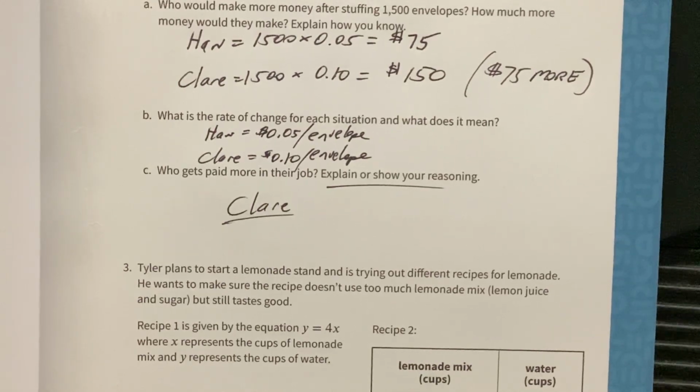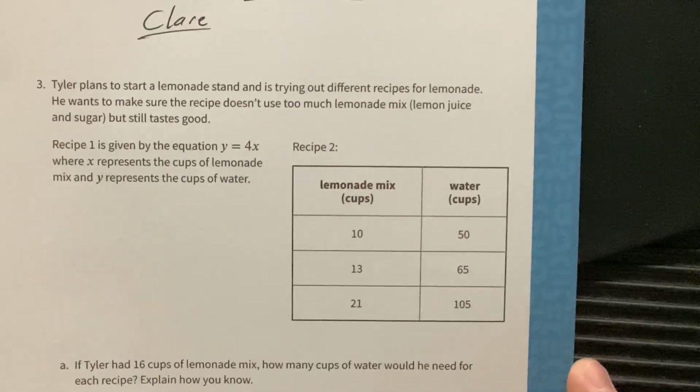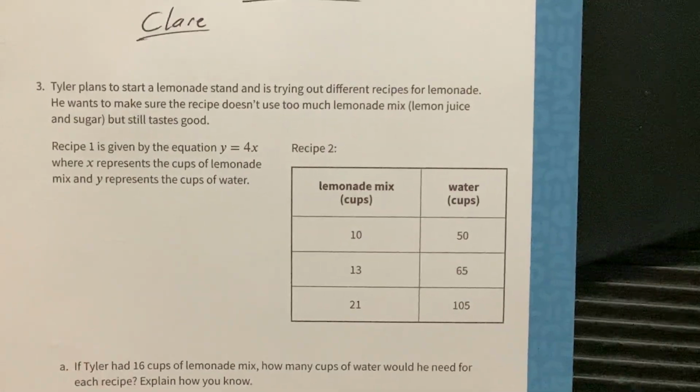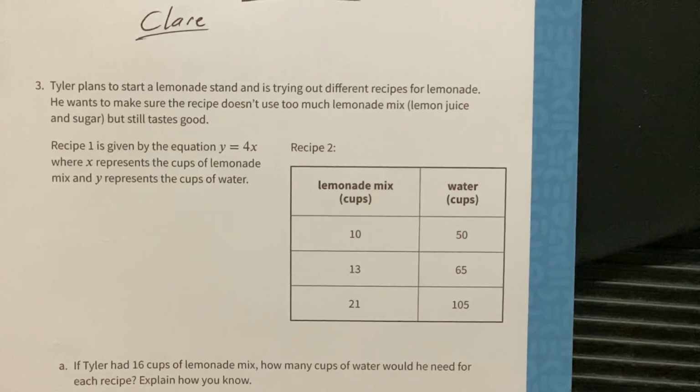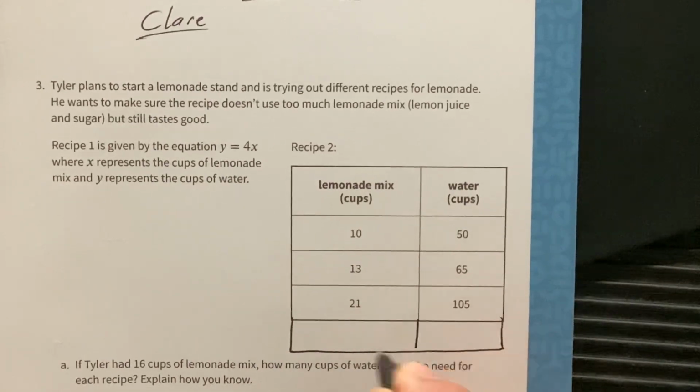Question number 3. Now we're going to compare lemonade recipes. Recipe 1 is given by the following equation: y equals 4x. X is the cups of lemonade and y is the cups of water. So again, in this one, I would always like to know what 1 is, because that'll be the constant of proportionality. The number next to the 1, that'll tell us the slope. And then we should be able to compare them.